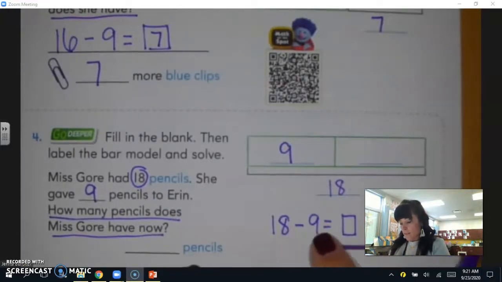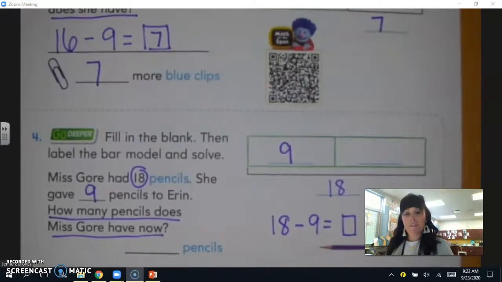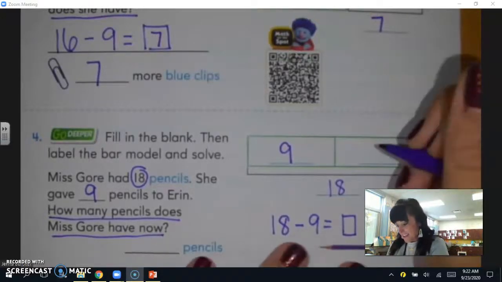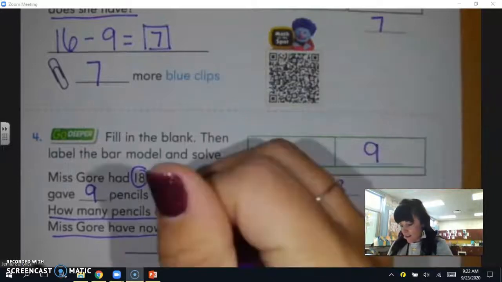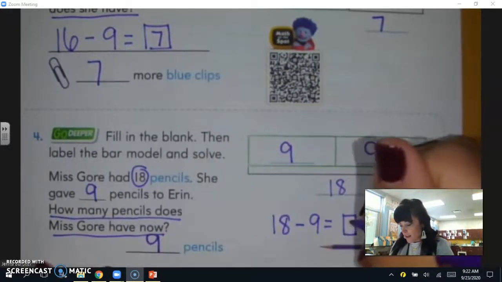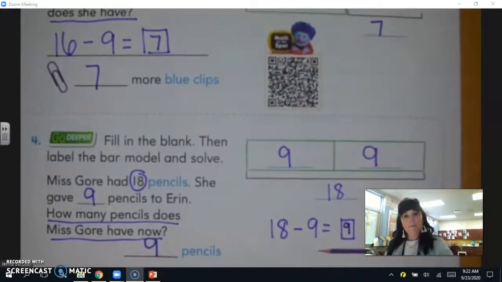So now I got to solve 18 minus 9. I chose 9 for a reason because I know that 9 plus 9 equals 18. So 18 minus 9 equals 9. And that's my answer here, that's my answer here, and that's my answer here.